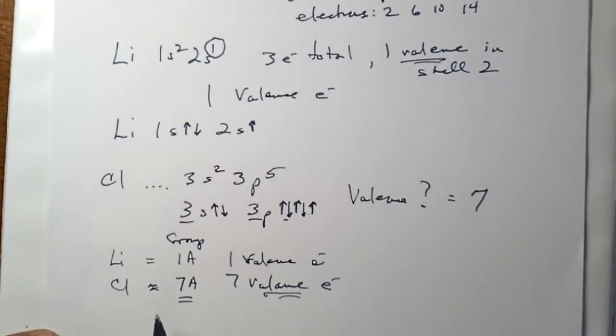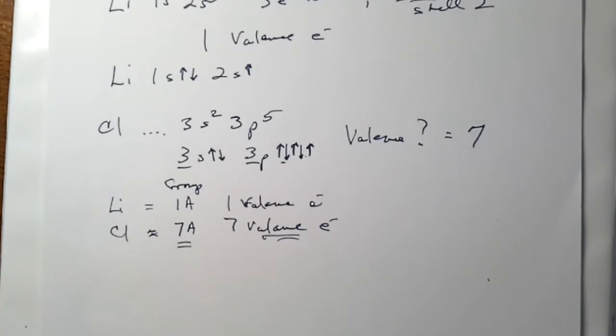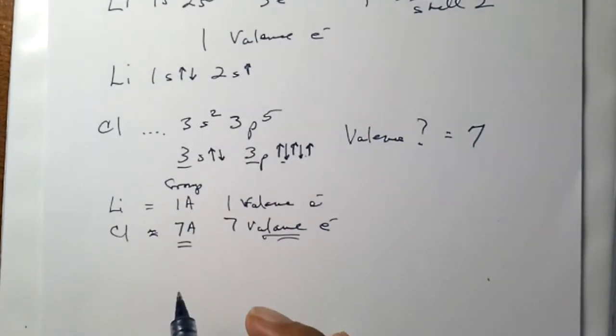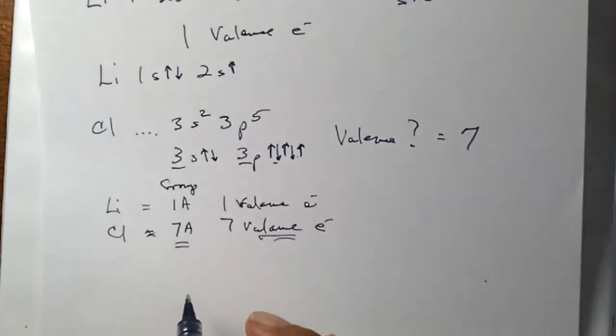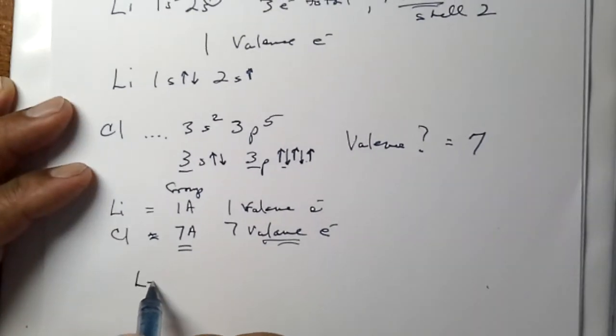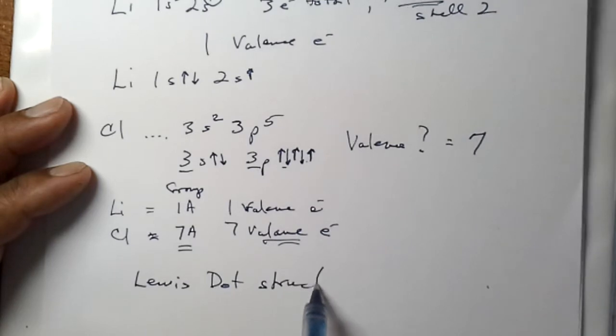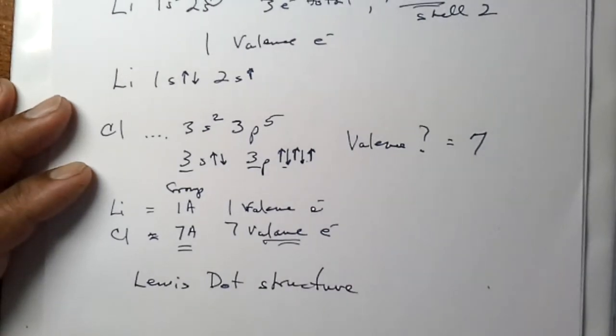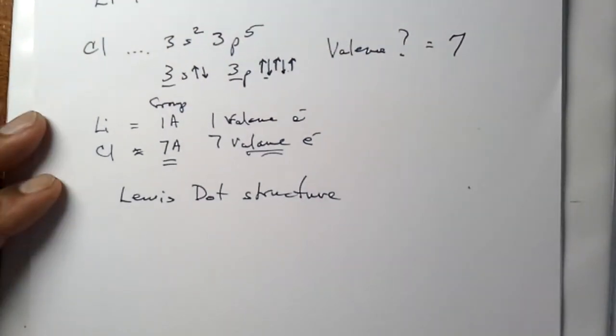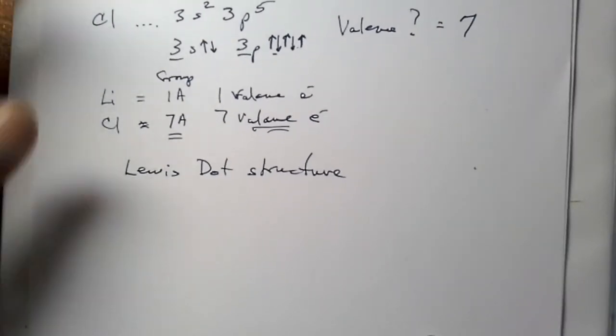Alright, so we'll move on into part 2 with a discussion of bonding and how we use what's called the Lewis dot structure to represent the valence electrons. Let's quickly look at an example.